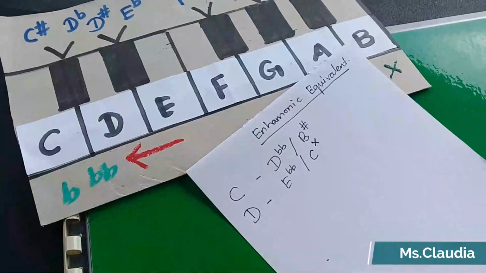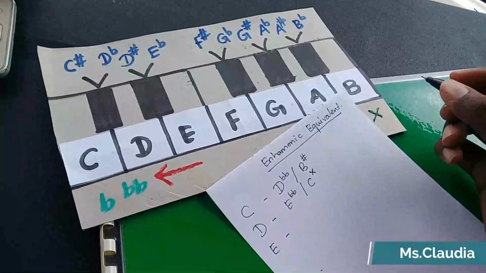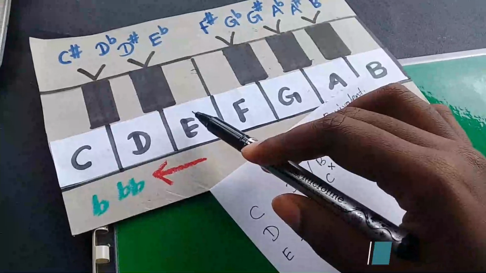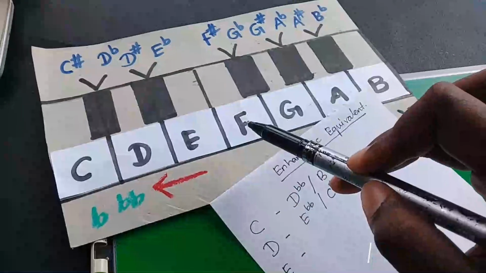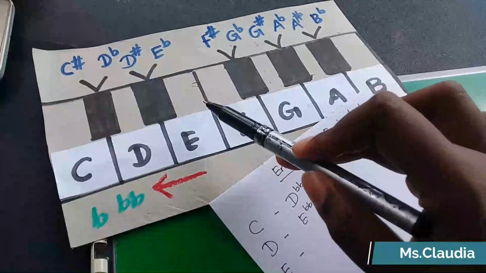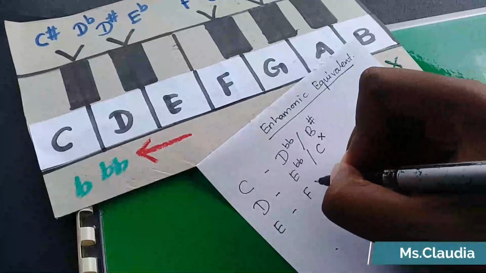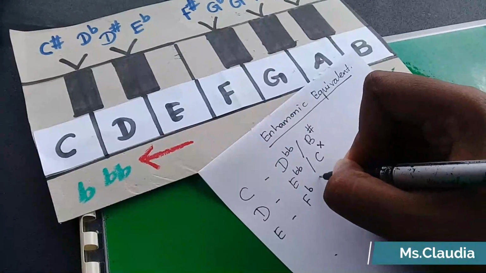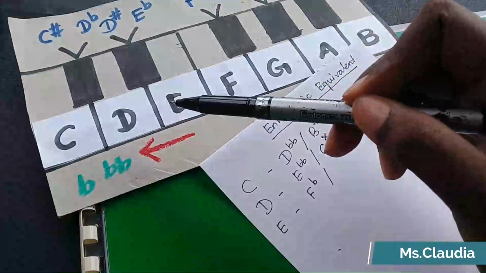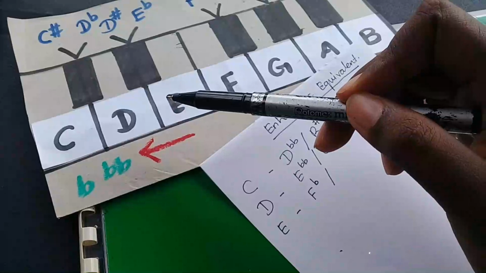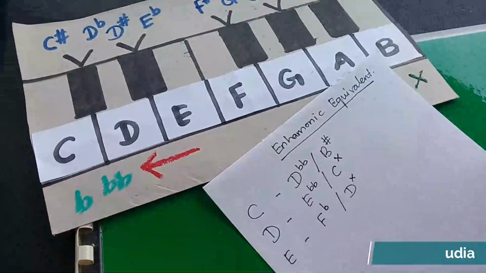Next we'll see E. How can you find the enharmonic equivalent of E? Two perspectives: from D, two notes above, or from F, there is no black note in the middle, so just one step behind F. So the first name you can give using flats is F flat, or from D you can give another name, D double sharp, two semitones above going forward.